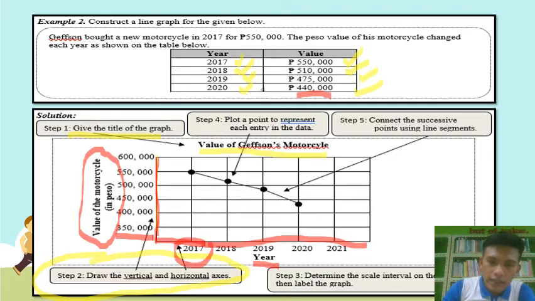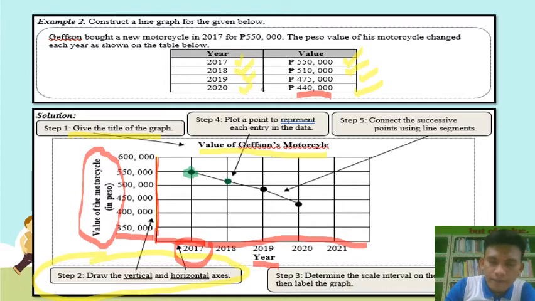So in year 2017, the amount of the motorcycle is 550,000. So it is located here. In year 2018, it's 510,000. So something between 500 to 550. So it is something located here, 510,000.